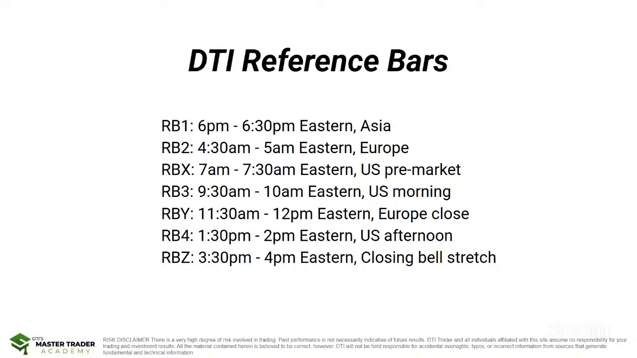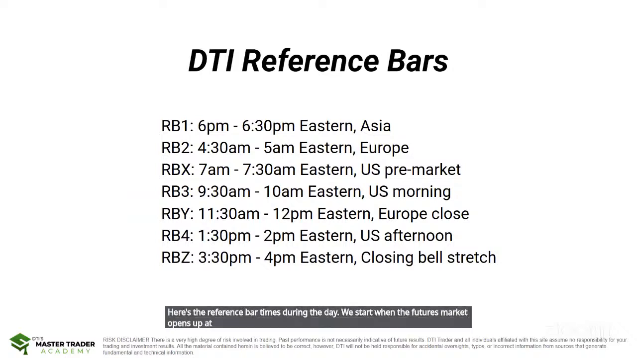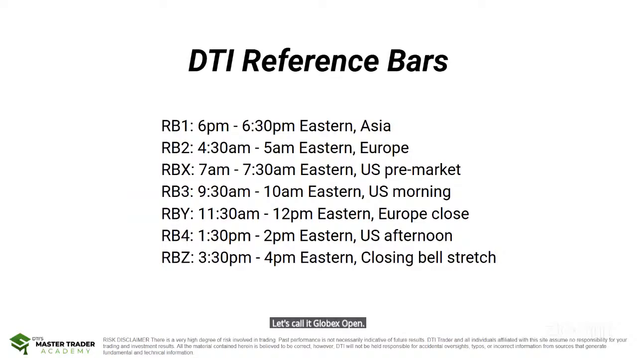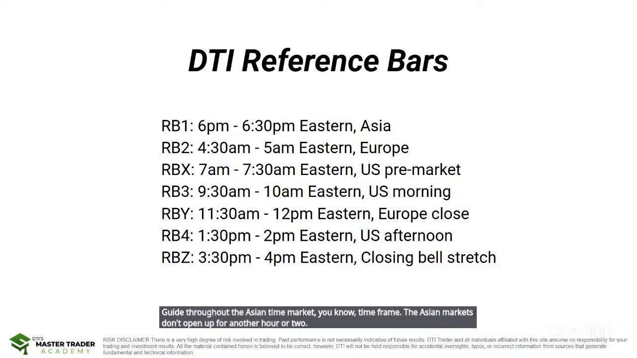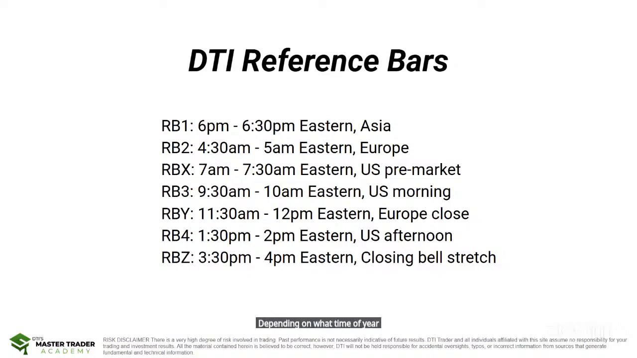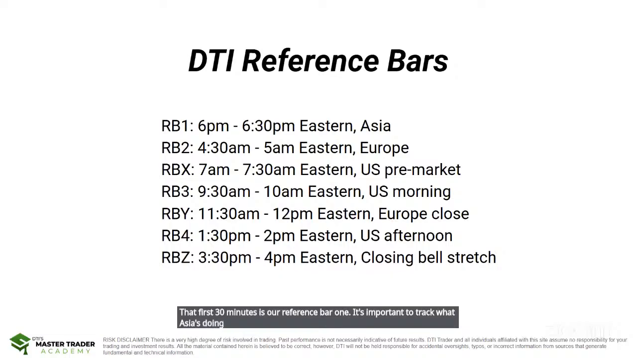Here are the reference bar times during the day. We start with when the futures market opens up at 6 p.m. Eastern time. It's called Globex Open. We use that reference bar as a guide throughout the Asian time frame. The Asian markets don't open for another hour or 2 after 6 p.m., depending on the time of year. But that first 30 minutes is our reference bar 1. It's important to track what Asia's doing once they get going.